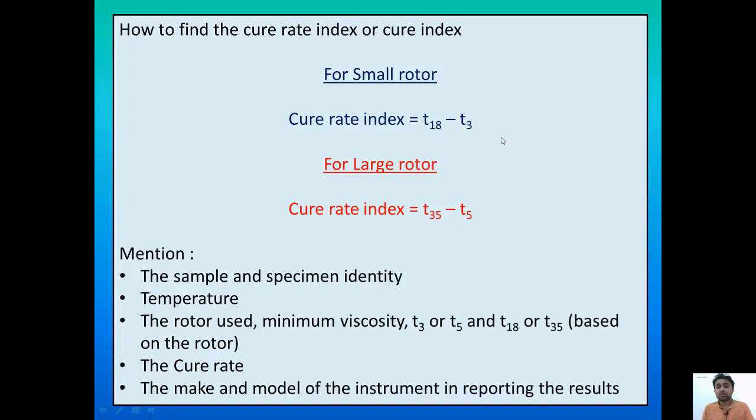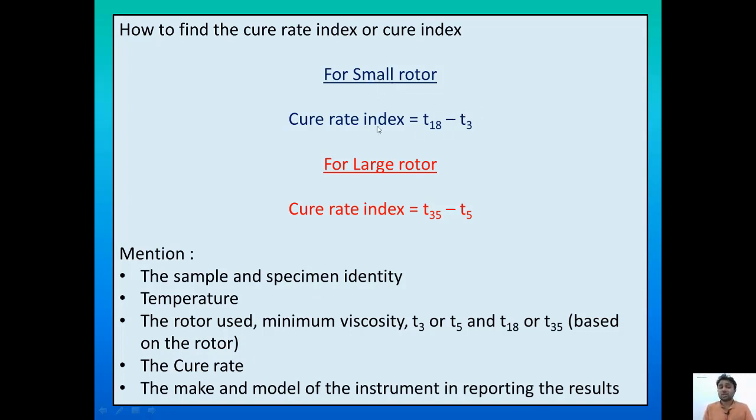T18 means we have to count 18 Mooney units from the minimum and come to the curve. We take the T18, the time taken to increase the viscosity or the torque value by 18 Mooney units from the minimum. That is the vulcanization time, or the complete crosslink formation time, if you use the small rotor.